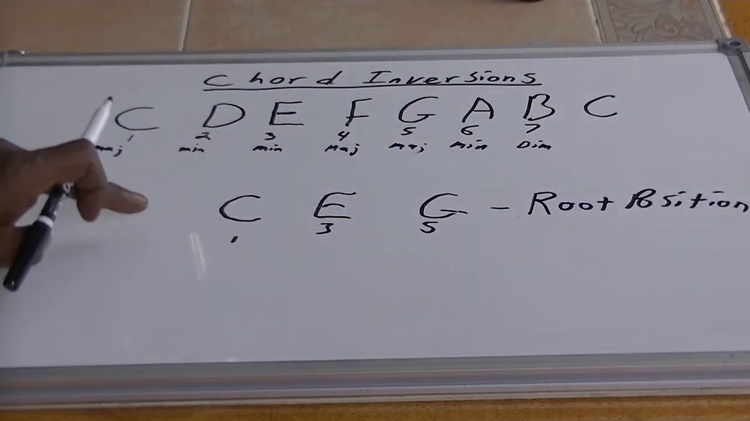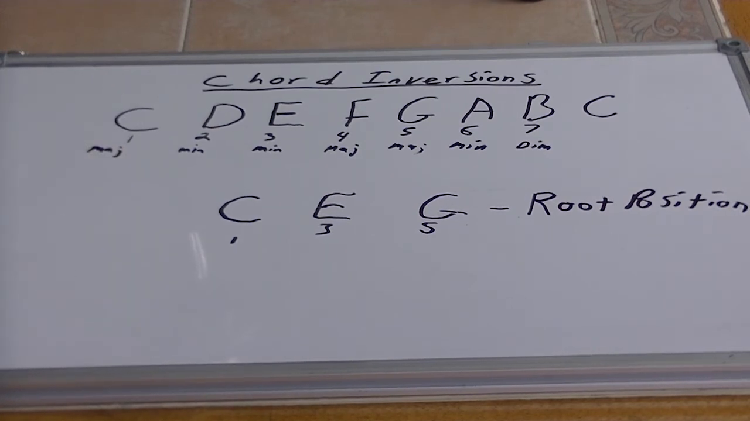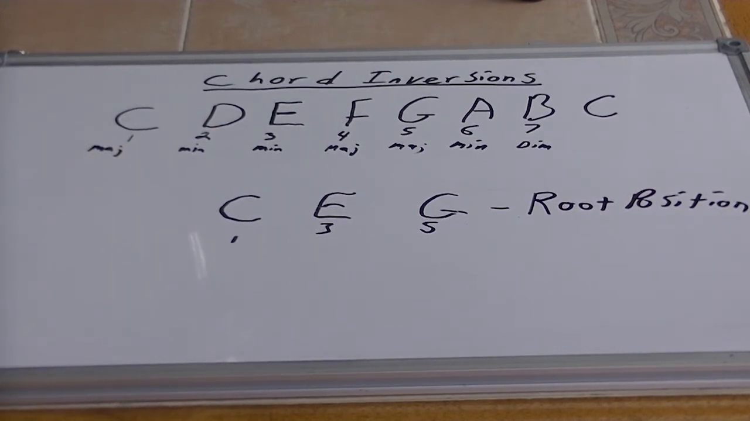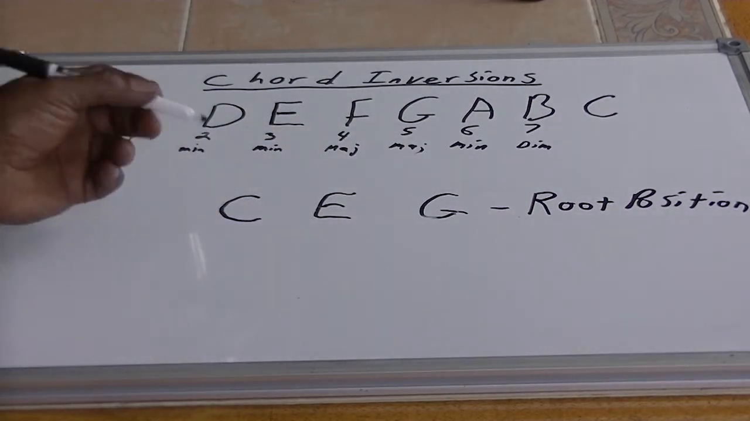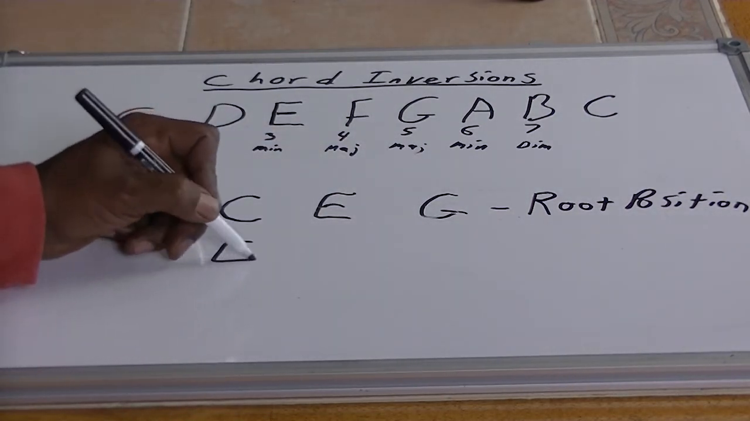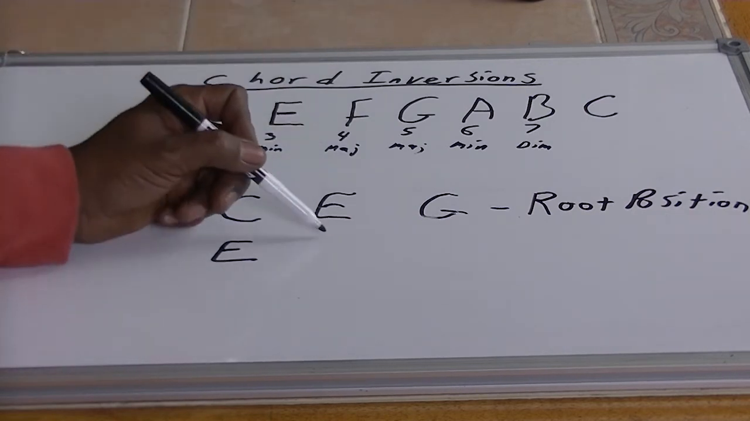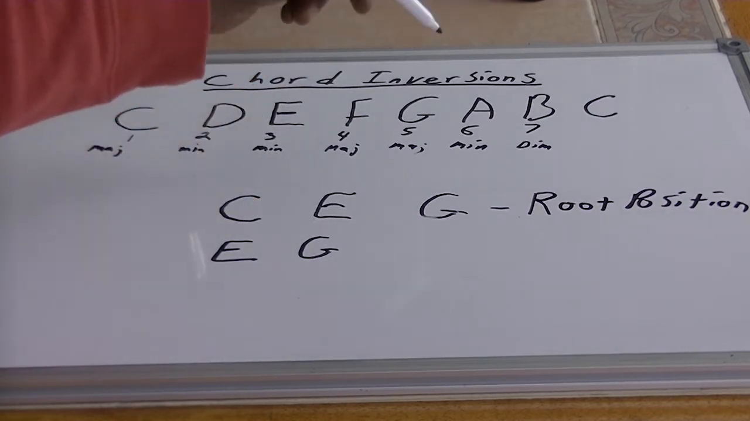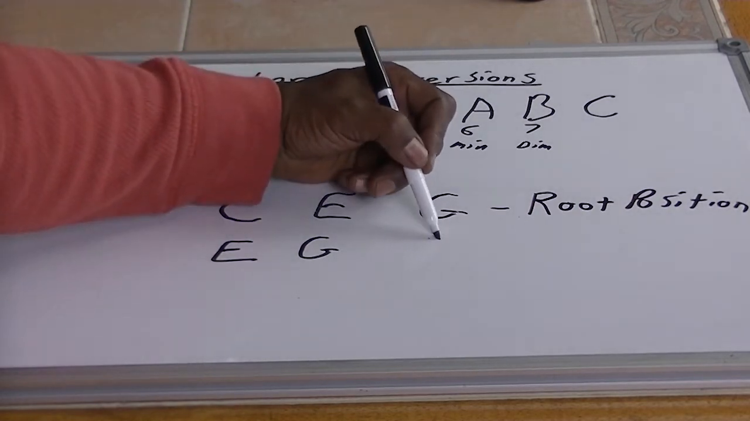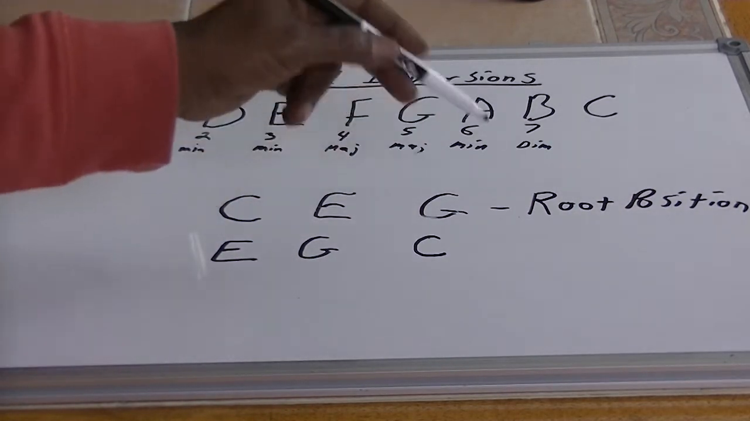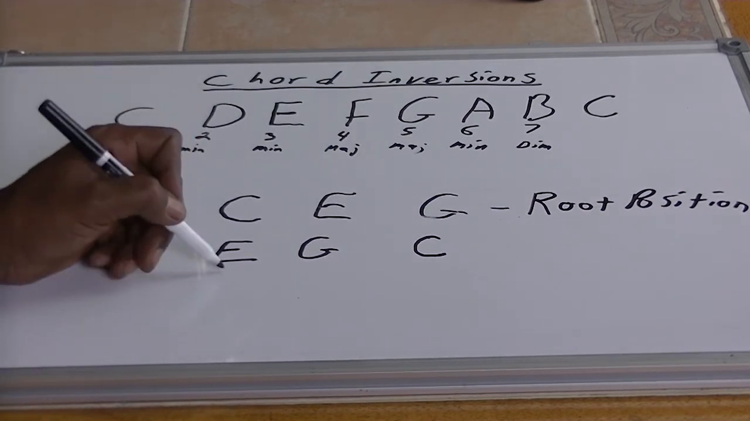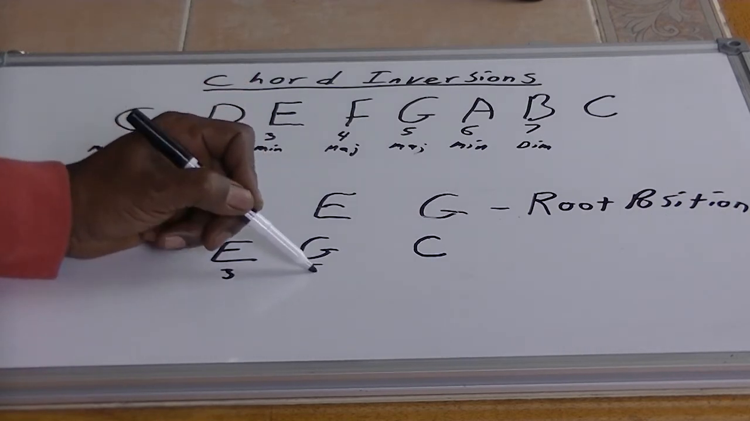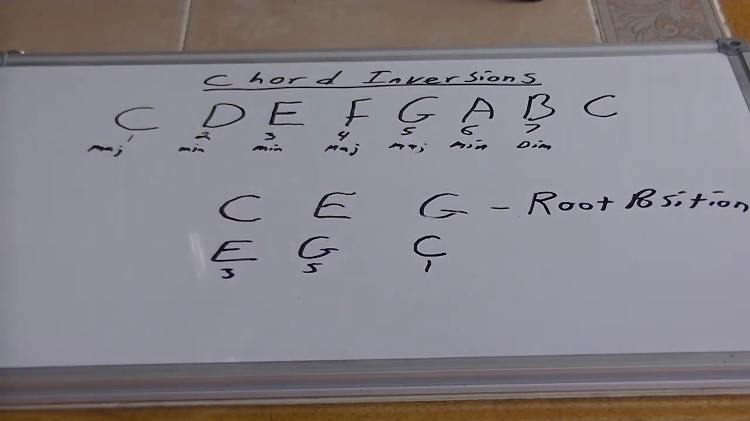Okay, this is what's known as root position. Now let's look at what happens when we choose E as the first note of the chord. And I'm just going to take this out of here because I don't want to get crowded for space. So we start with the E, proceed upward to the G, and upward to the octave C. So now we have E, G, C. And if we analyze this in terms of our numbers, we have 3, 5, 1.